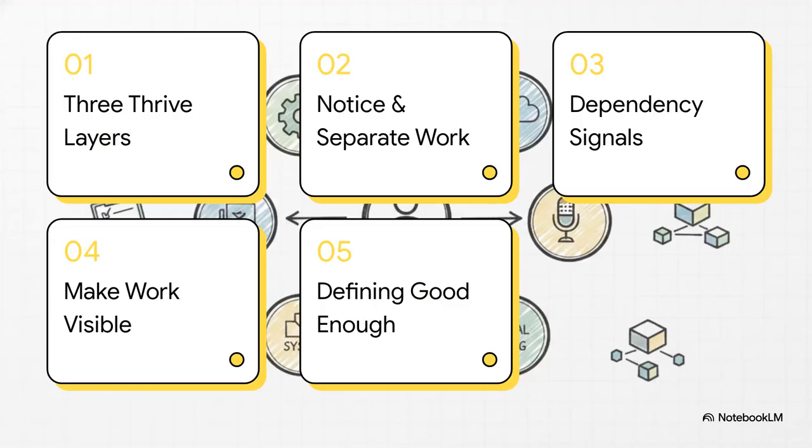To bring a little calm and order to all that mental workload, we're going to walk through 5 quick sections today. 1. The 3 Thrive layers. 2. Notice and separate work. 3. Owner dependency signals. 4. Make current work visible. And 5. What good enough looks like. All right, let's jump right in.